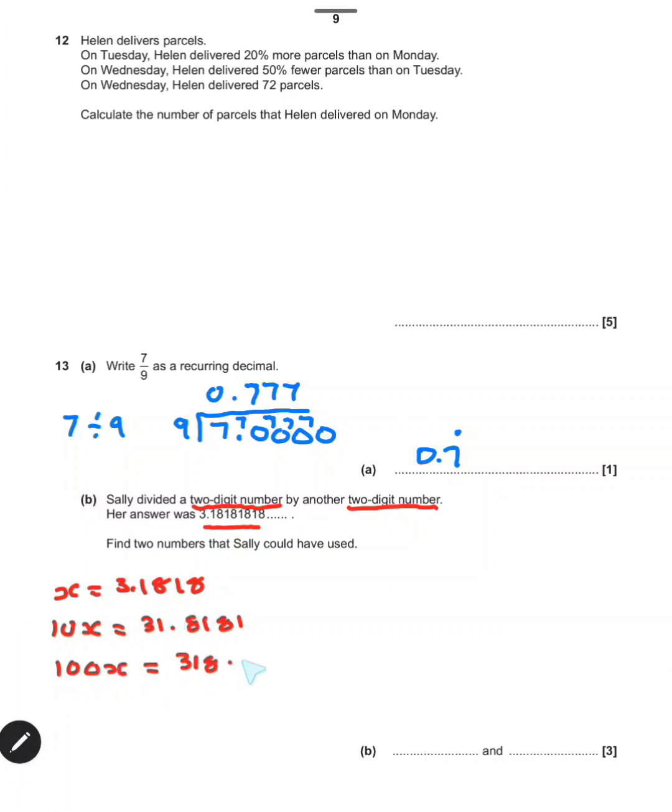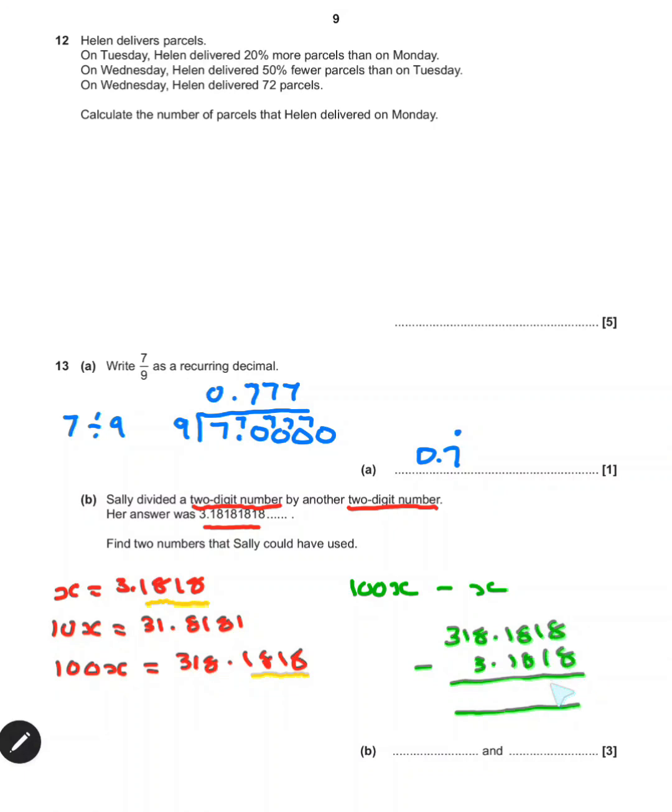Keep going with this, find 100x, and again the digits just move to the left. We get 318.1818, and what I'm looking for is this 0.1818, 0.1818. I want this repeating pattern to match after the decimal point. So I'm going to use these two parts of my algebra and do 100x, this, take away x, which is this, and that's going to give me 318.1818, take away 3.1818.